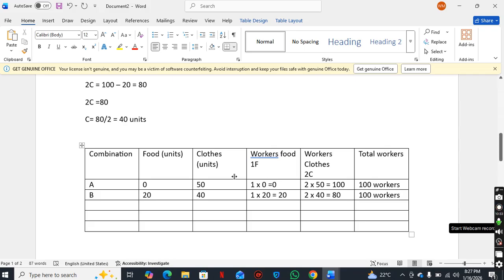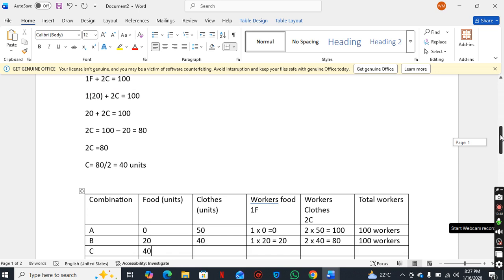Okay, let's say combination C. Now I want to produce 40 units of food. So if we produce 40 units of food, how many units of clothes can we produce?